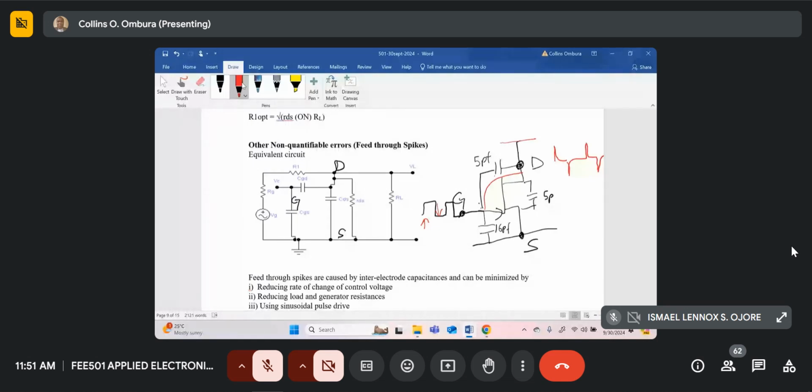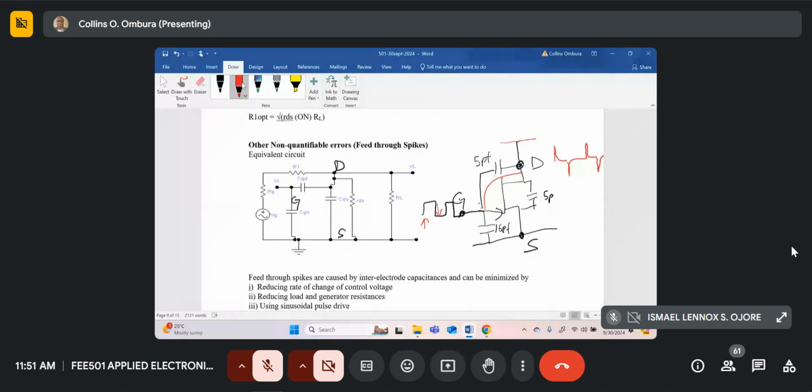But we got to know that they can actually exist. So to reduce these switching spikes, the following can be done. I've written them down there. I've said that feed-through spikes are usually caused by inter-electrode capacitances and can be minimized by the following.